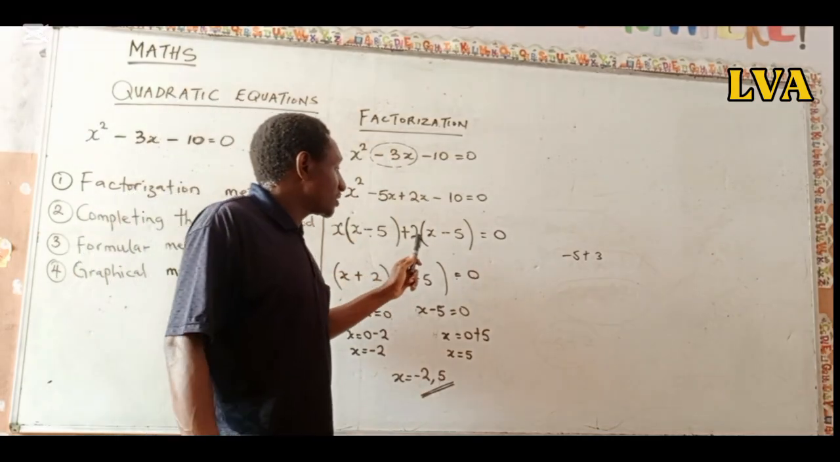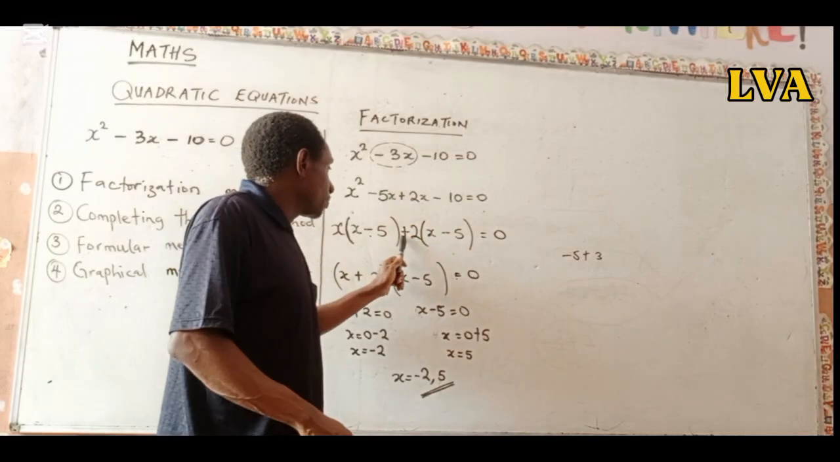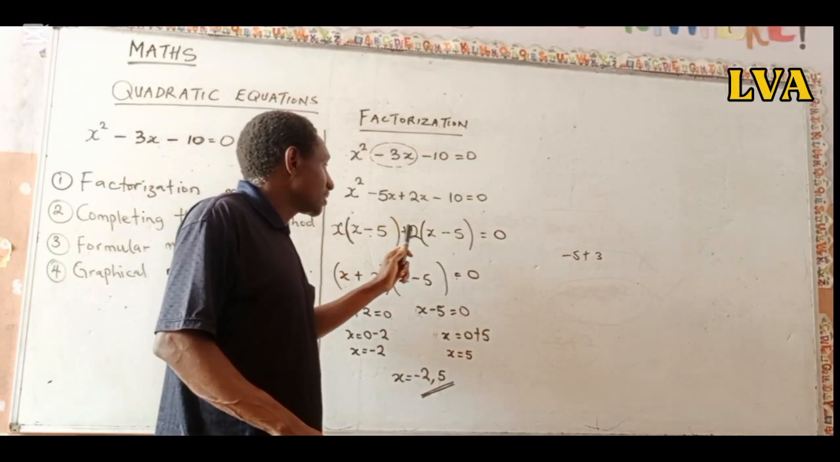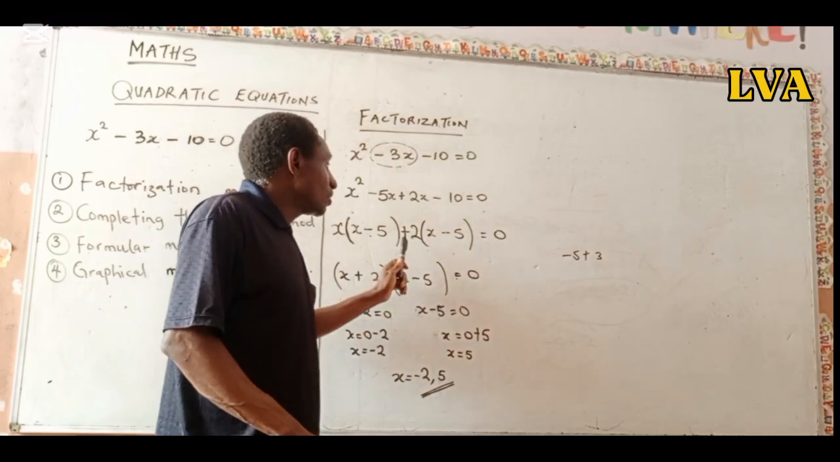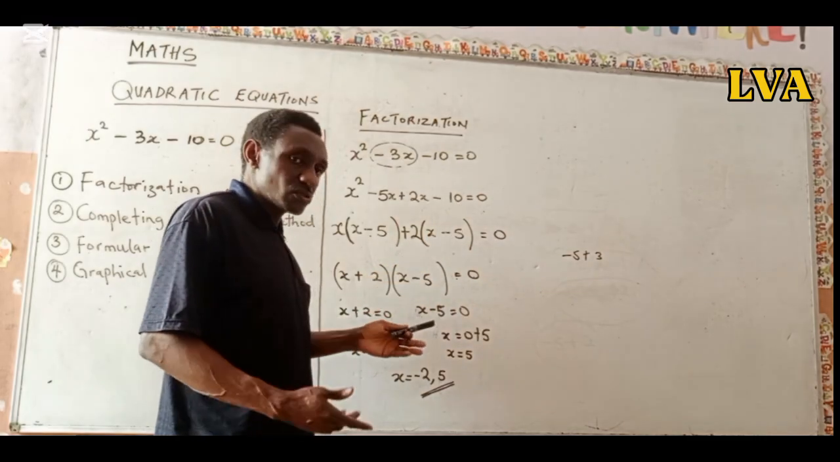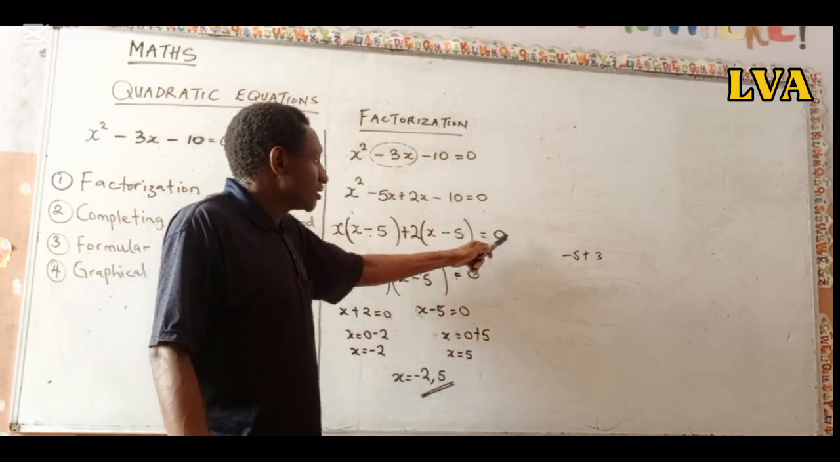Then for the second bracket as well, if I open it, I should have exactly what's here. So plus 2 times x gives me plus 2x, and then plus 2 times minus 5 will give me minus 10. So if I open this, I get exactly what's here. That means I'm in order. Then here, equal to 0.